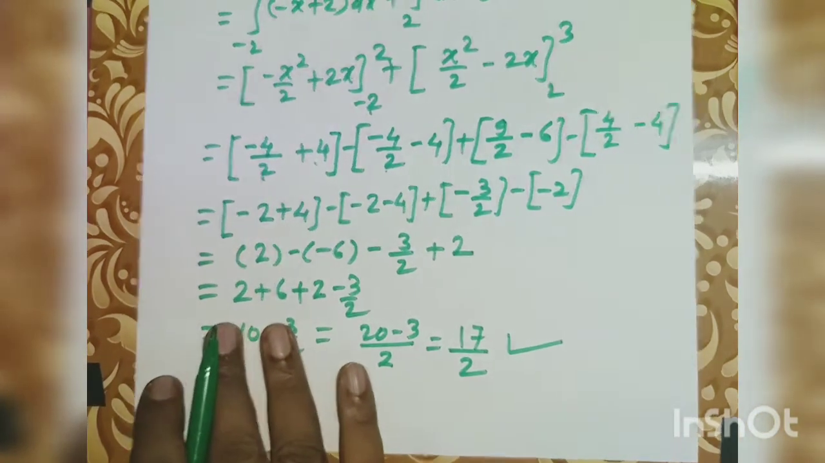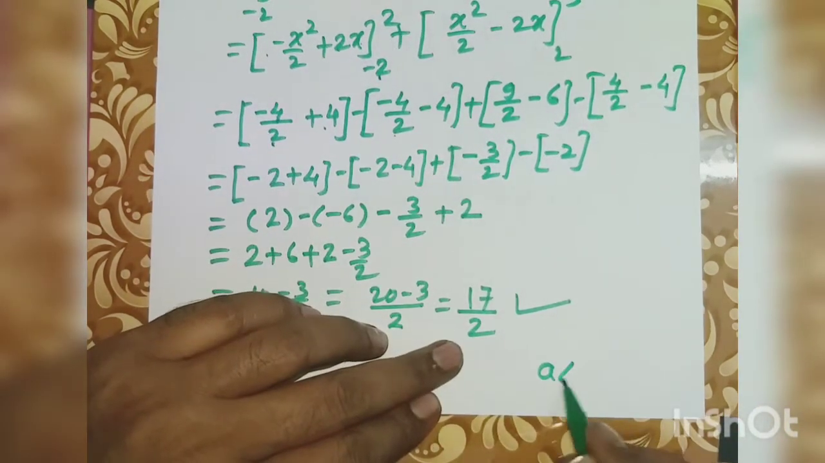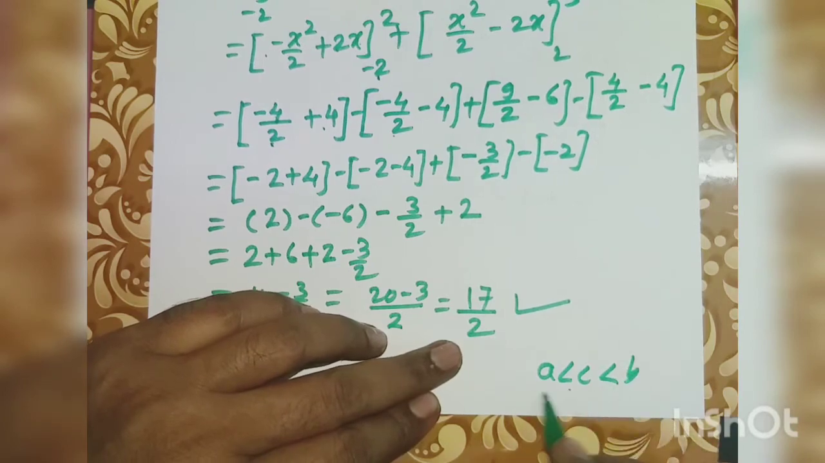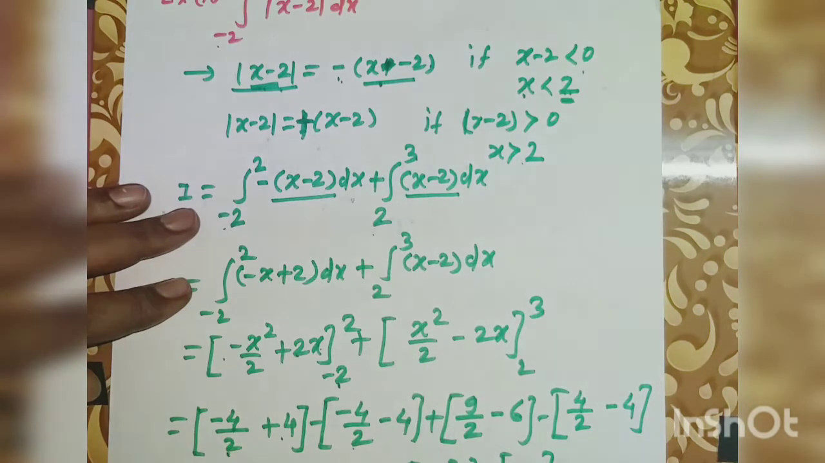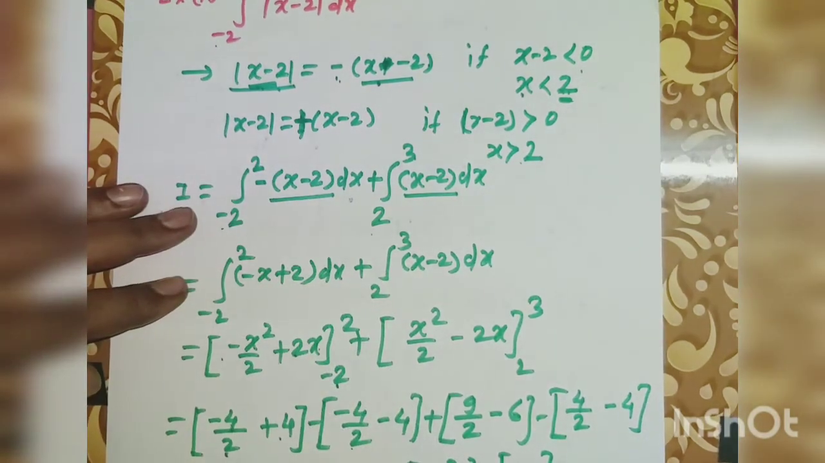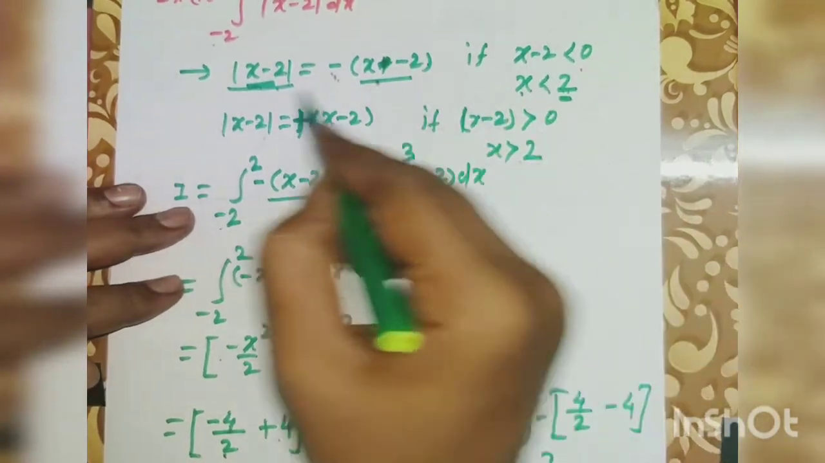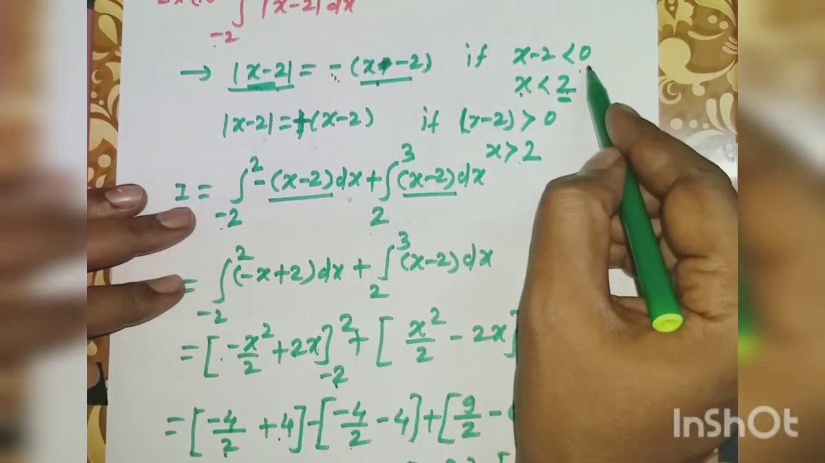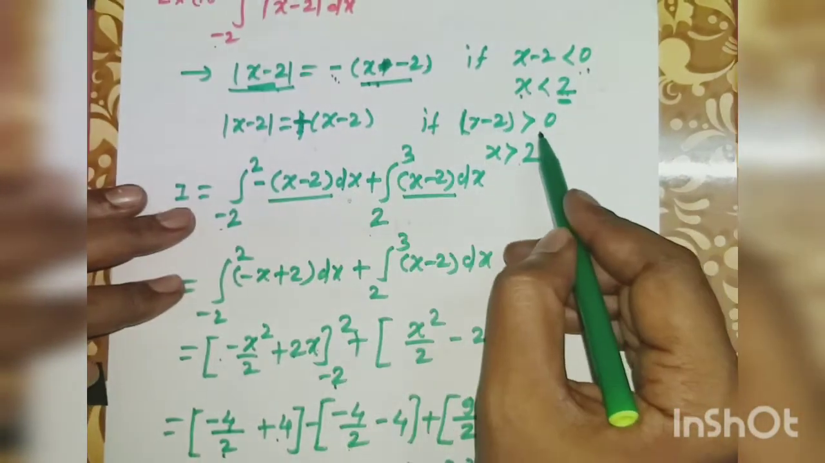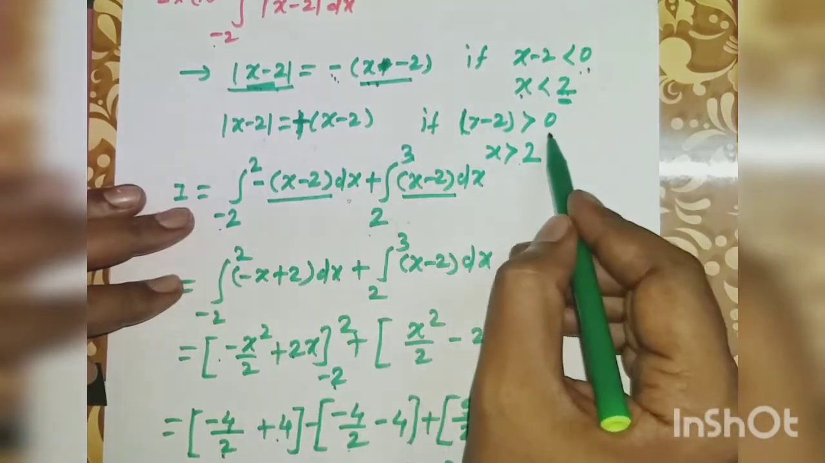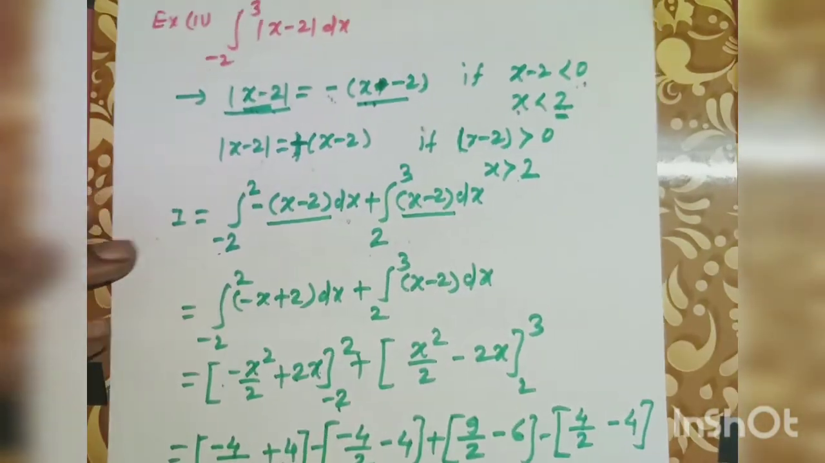Now again we apply the property A less than C less than B. Also use the property of modulus. There are two possibilities, positive and negative. If this value is negative, less than 0, its value is negative. X minus 2 is positive, its value is positive. Now then we take third example.